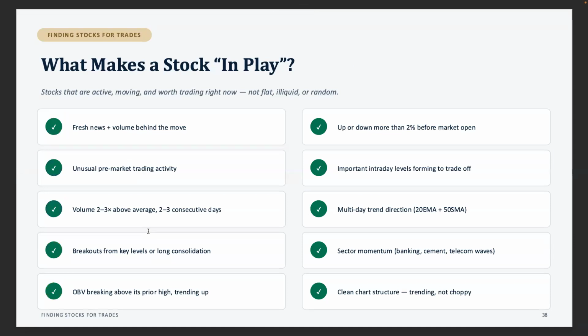Okay, so how do I know that a stock is in play? You want to watch out for the fresh news. You want to watch out for the volume that is behind it. You want to look at what are the pre-market activities, what is the volume, what are the breakout levels, what the 20 EMA and 50 SMA are doing. Is there any momentum around the sector, maybe banking, telecoms, and all that? Is the chart very clear in terms of structure? Then you want to know that, okay, this stock is in play. Not all stocks will be in play. Some will not give you any structure on their charts, so you can't trade them.